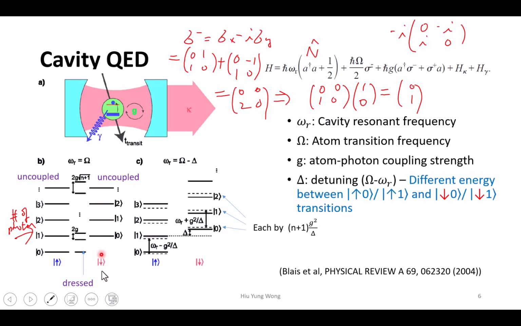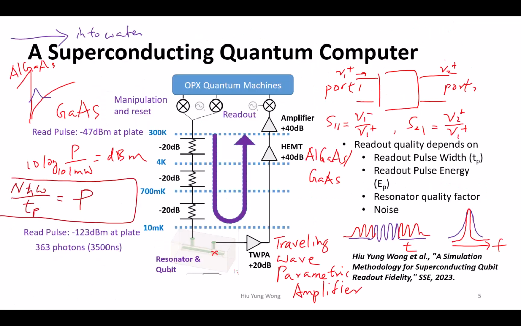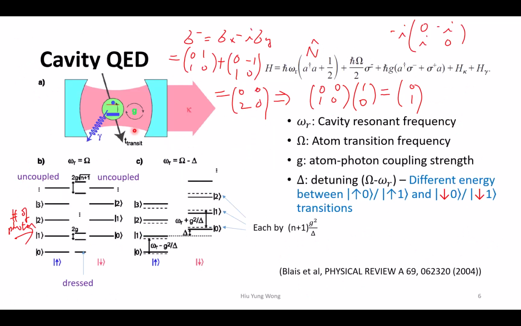And you see the difference is the same because in this case, omega r equals capital omega. So the level difference on the atom is the same as the level difference in the cavity, when they are uncoupled, when they don't talk to each other, when g equals 0. They are unrelated to each other.